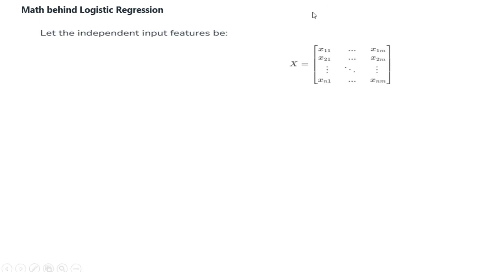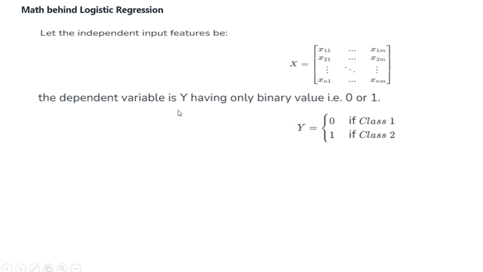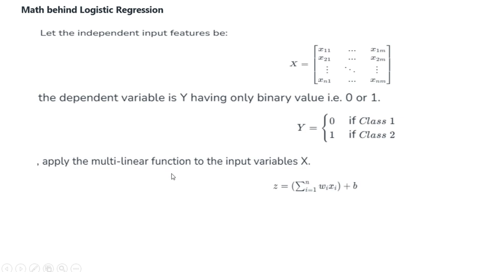Let's see the math behind this. Let's say I have some independent input features, so x is my matrix of input features, which are independent. Let's say y is my output, which is the dependent variable, and y can only have values 0 or 1. If y is 0, it belongs to class 1. If y is 1, it belongs to class 2. Now let's say I apply the multilinear function to this input variable x. Because it's a linear function and it is multiple, it is the summation of wi xi.